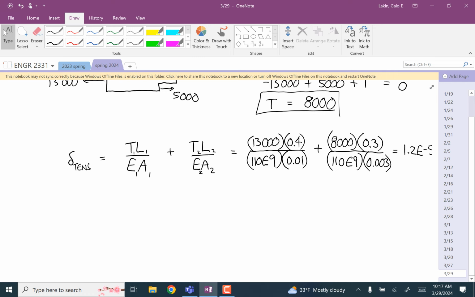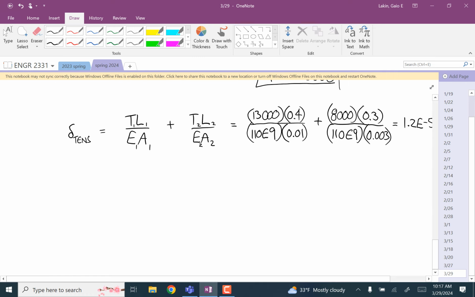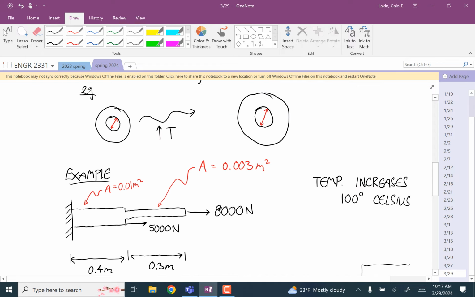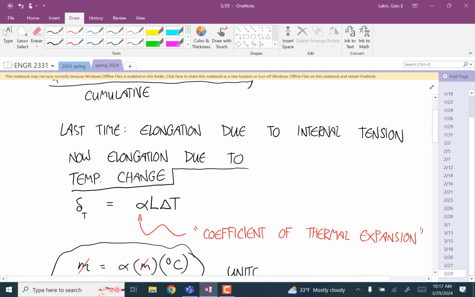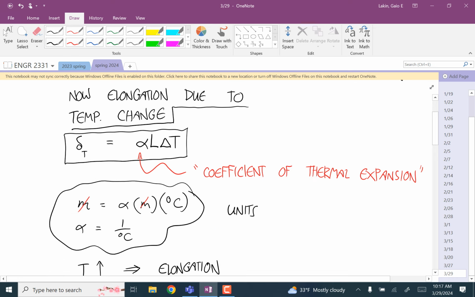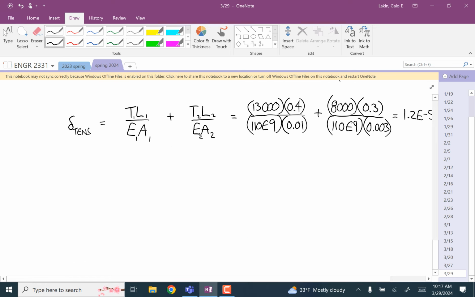Okay? And now we'll do the thermal expansion part. The thermal expansion part, you don't have to break anything up, no matter what the geometry is. In every length dimension, it just elongates or contracts according to this formula. So the elongation due to thermal expansion is this.